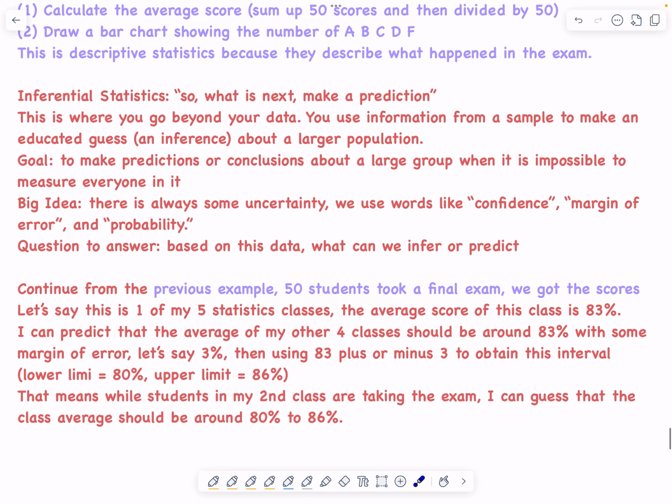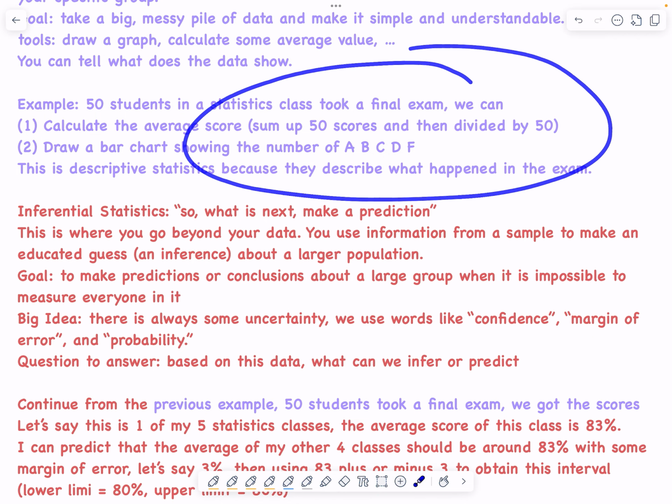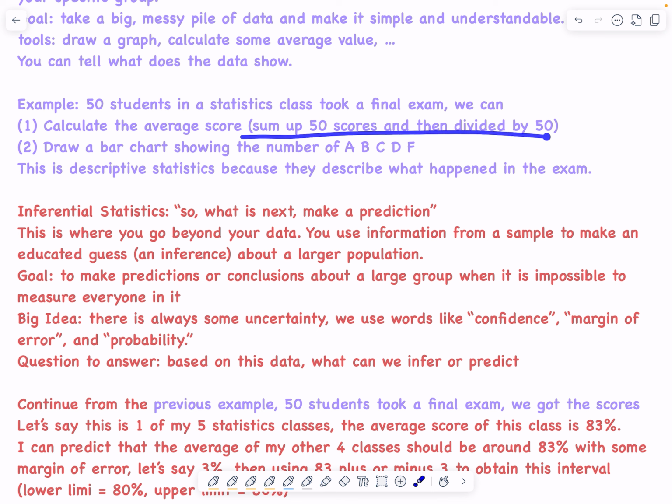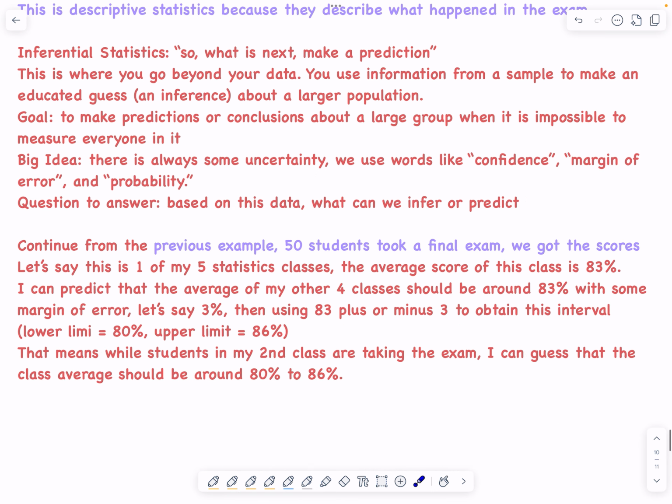Okay, continue from the previous example, we have 50 students took a final exam, and then we have average score, and then we have the exam, we have A, B, C, D, F, and then we got scores. Let's say this is one of my 5 statistic classes. I only studied the data from one of my 5 classes. The average score is 83%. I can predict that the average of my other 4 classes should be around 83%. This is only one of them. I am using this to predict the rest. The rest should be around 83%.